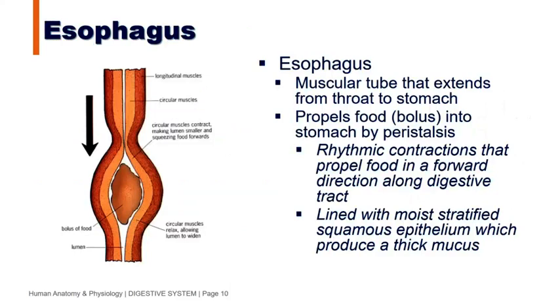Okay, the esophagus is a muscular tube that extends from your throat all the way to your stomach. You can see in the photo, you have here your bolus of food. It passes through your esophagus. What happens in peristalsis is that it is a rhythmic contraction that propels food in a forward direction along your digestive tract. It is lined with moist stratified squamous epithelium which produces a thick mucus.